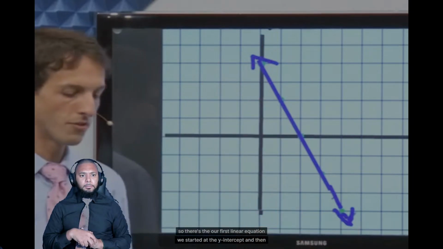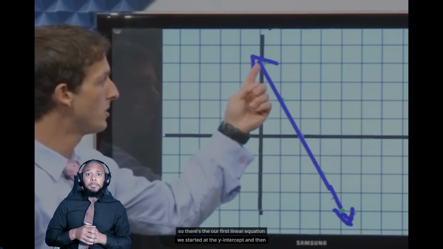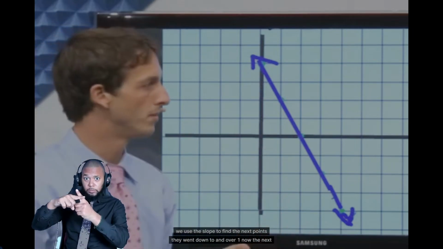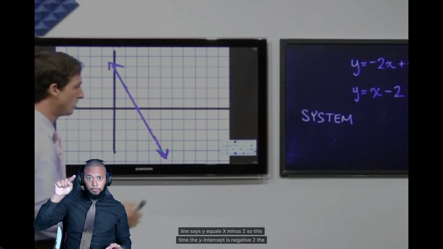So there's our first linear equation. We started at the y-intercept, and then we used the slope to find the next points. They went down 2 and over 1. Now the next line says y equals x minus 2.